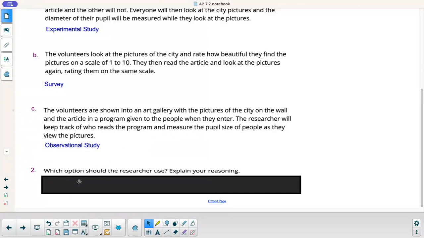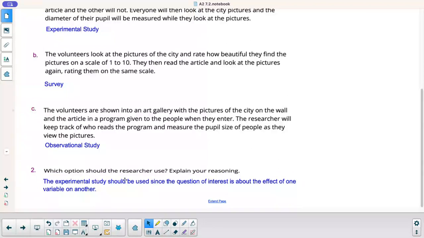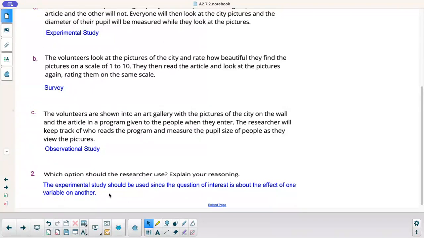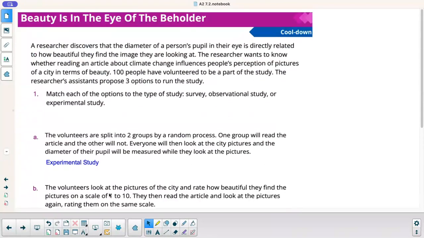And two, which option should the researcher use? Explain your reasoning. I put the experimental study because the question of interest is about the effect of one variable on the other. Okay, so we're trying to see if one thing affects another thing. So that would be an experimental study.